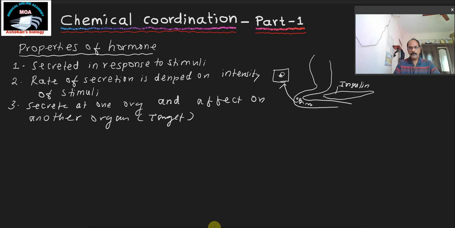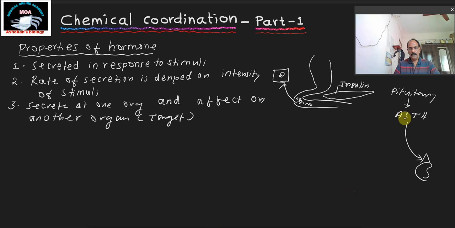Target organ. For example, the pituitary gland. The pituitary gland is present in the brain. Okay, and this pituitary gland produces ACTH, adrenocorticotropic hormone. And this ACTH goes to the kidney, so near to the kidney. On the kidney there is a cap-like adrenal gland, and this hormone affects the adrenal gland. It is not affecting any other gland.